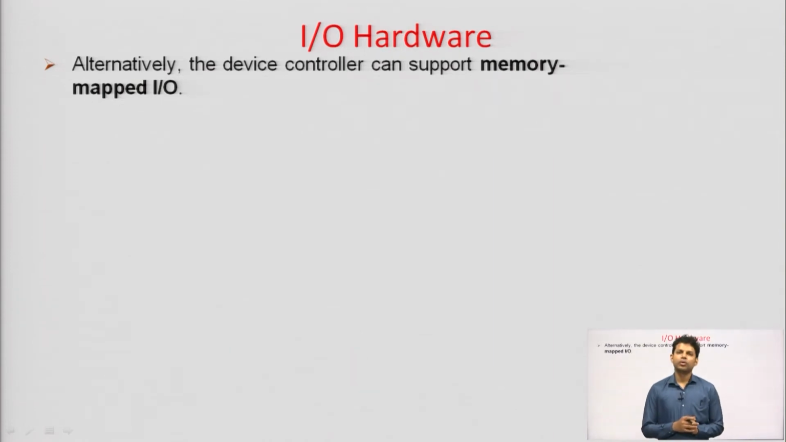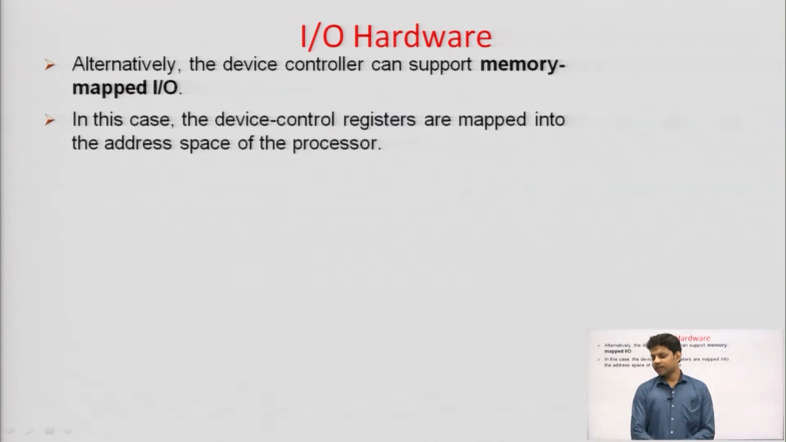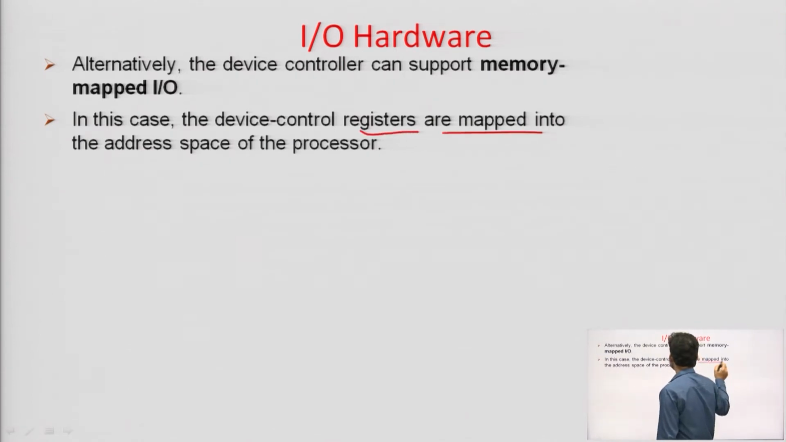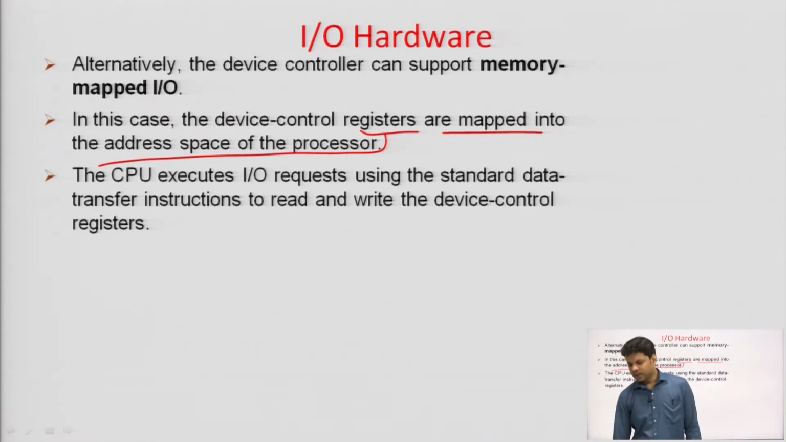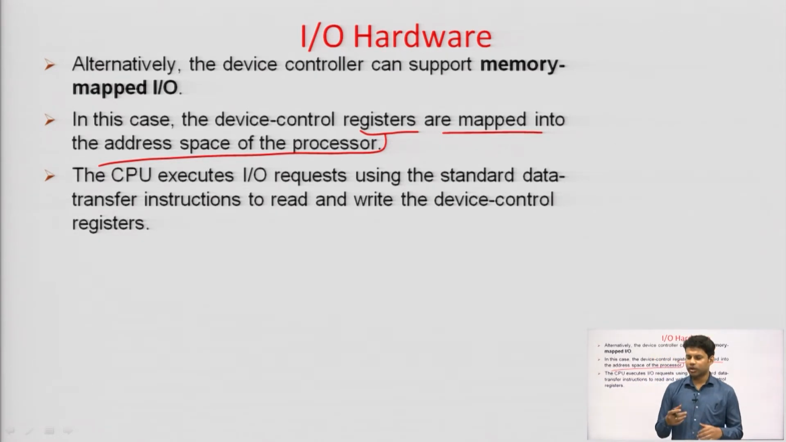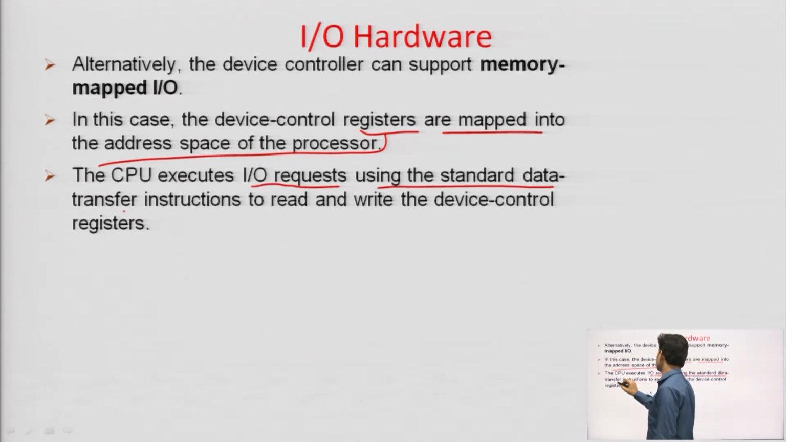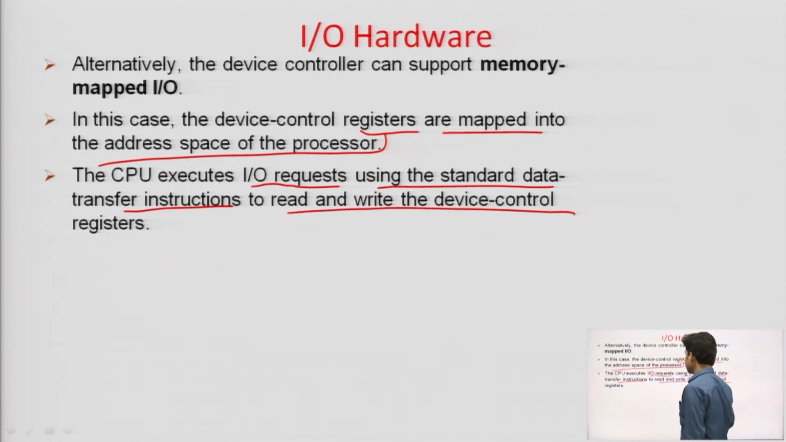Alternatively, the device controller can support memory mapped IO. In memory mapped IO, the device control registers are mapped into the address space of the processor itself. I hope you have already studied computer system organization and architecture; it is the prerequisite for understanding this lecture. The CPU executes IO requests using the standard data transfer instructions to read and write the device control registers.